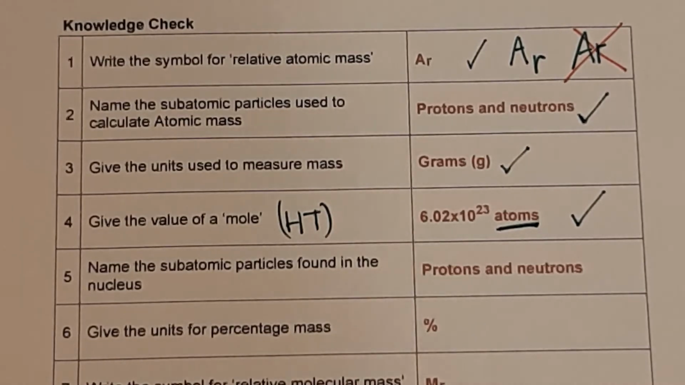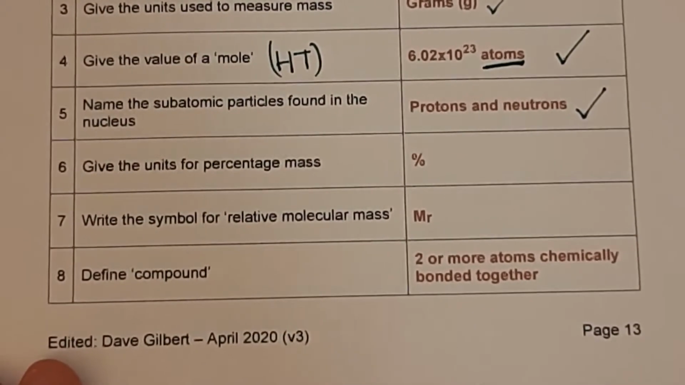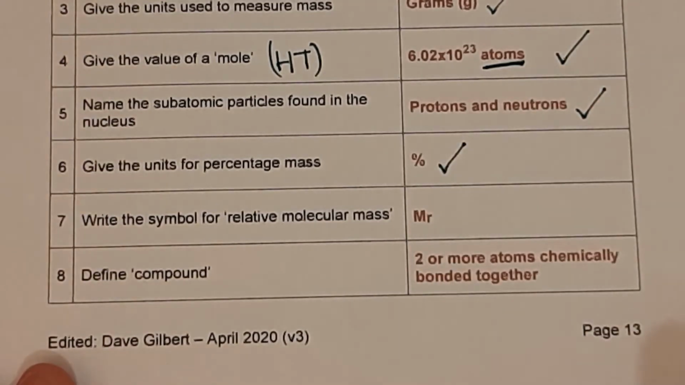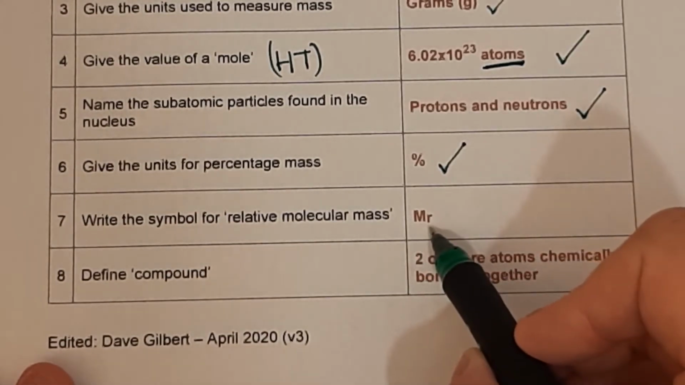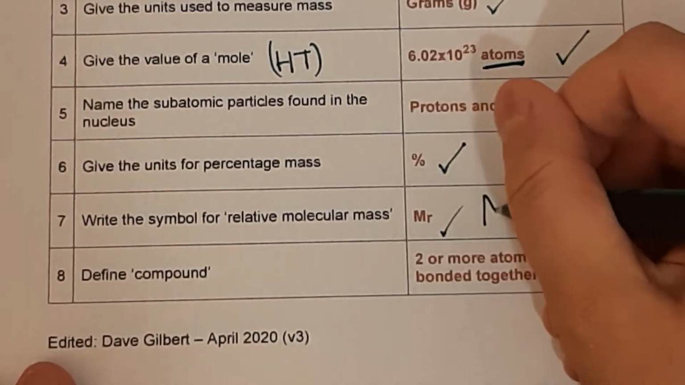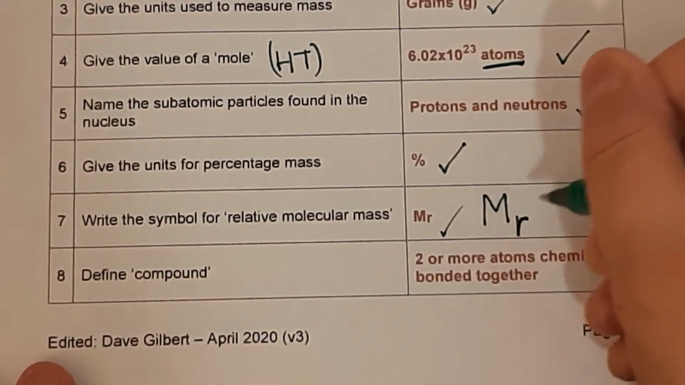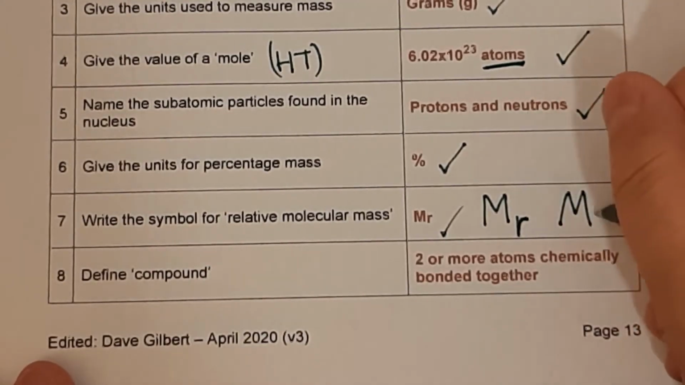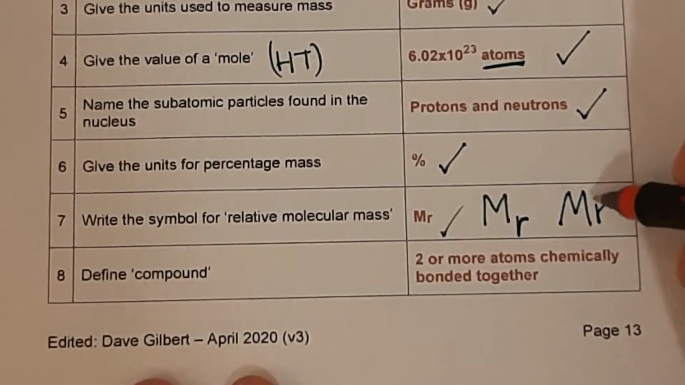Question 5. Name the subatomic particles found in the nucleus. Well, they are protons and neutrons, and you'll need both of those to get the answer correct. Question 6. Give the units for percentage mass. Well, that would be percent. Question 7. Write the symbol for relative molecular mass. So that's a capital M with a lowercase subscript r, once again. A reminder of how that looks: a capital M and the r must be lowercase and it must start below the M. Again, if you've written it like Mr, that would be wrong.